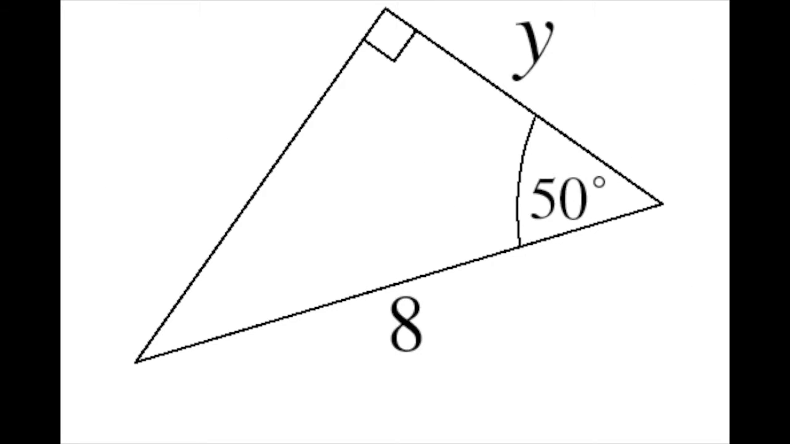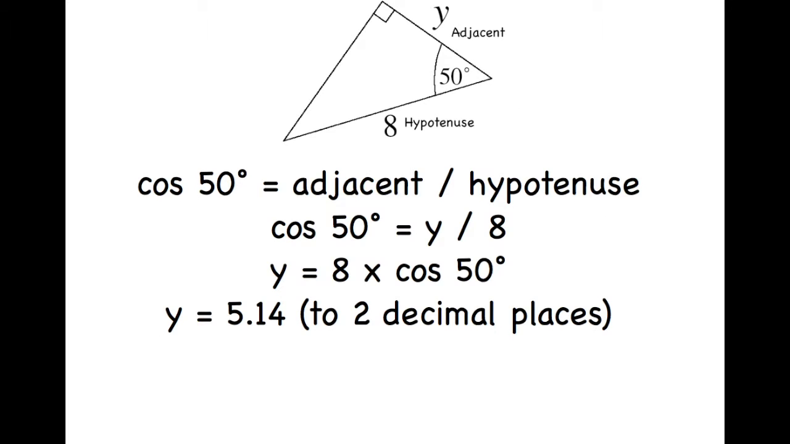Now take a look at this example. Here in this example, 50 is the subject angle, 8 is the hypotenuse, and y is the adjacent. If it's adjacent over the hypotenuse, that must mean it's cos. So cos 50 degrees equals y over 8. And to find y, you have to do 8 times cos 50. So y must equal 5.14.